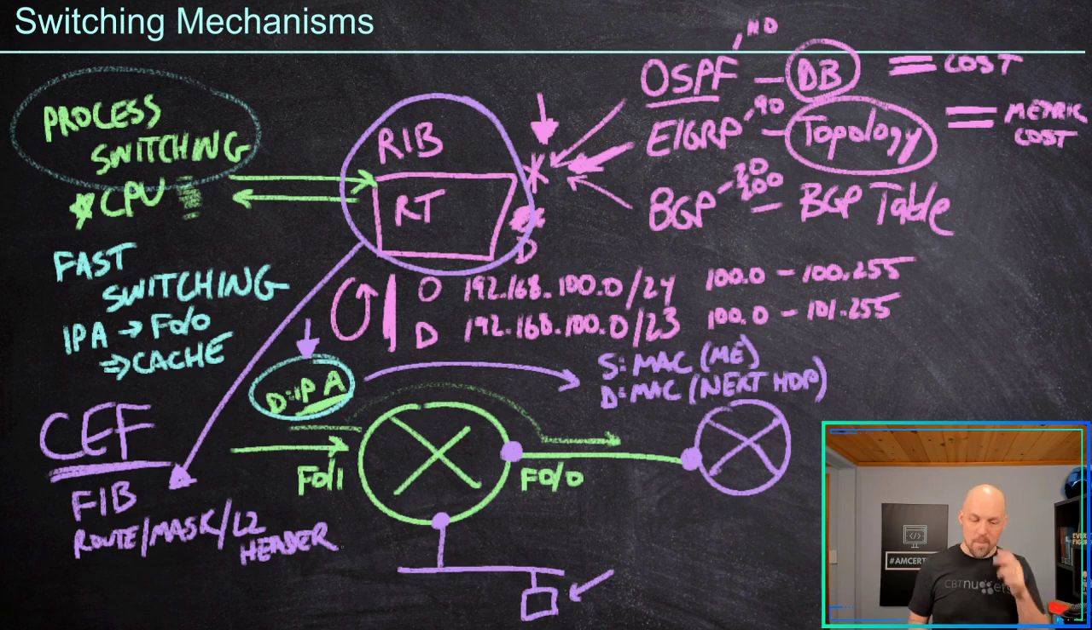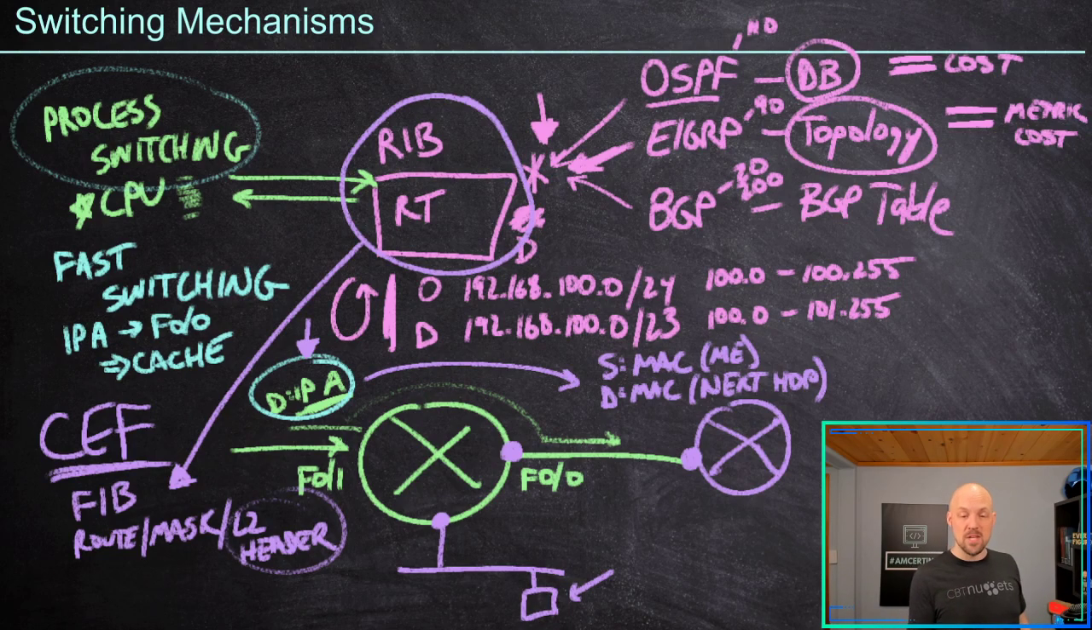So remember, we're being proactive here. That's the biggest thing with CEF. I'm saying, okay, I've got this route towards 192.168.100.0/24, whatever my route is. I'm going to store that information, and I know that my next hop is 1.1.1.2 or whatever. I know I'm mixing private and public IP addresses, so whatever. I'm going to learn what my next hop is. I'm going to store the layer 2 information, the layer 2 header, in the CEF table.